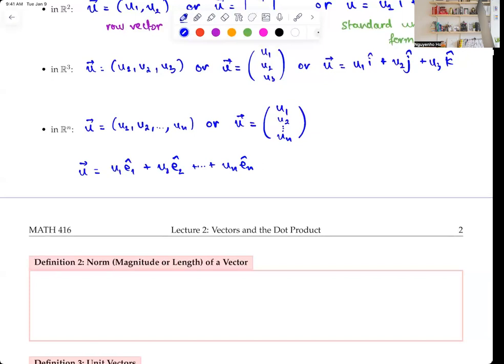Any questions on the first page of the lecture notes? Good. Now moving on. Am I moving too fast? Good. A little bit. Yes. A little bit.